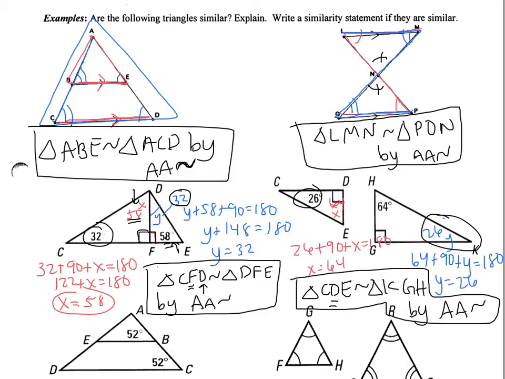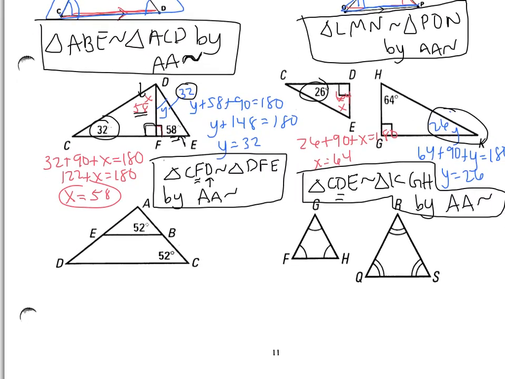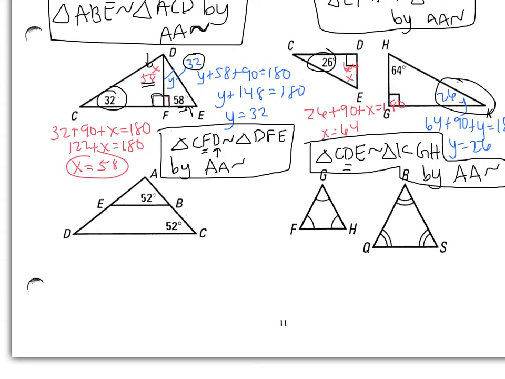Okay, you might have a different similarity statement. So you might have DEC and GHK, or EDC and HGK. You could have a different ordering, but you have to make sure that you have the correct corresponding angles. So hopefully that went well. If not, we have a few more chances to redeem ourselves.